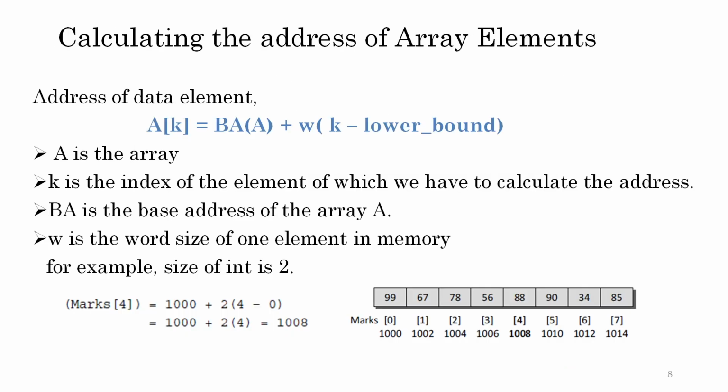Next, calculating the address of array elements. We are calculating how the address is stored for an array element. Here A[k] is the index of the array element for which we have to calculate the address, B is the base address of the array, and W is the word size of the array in the memory.